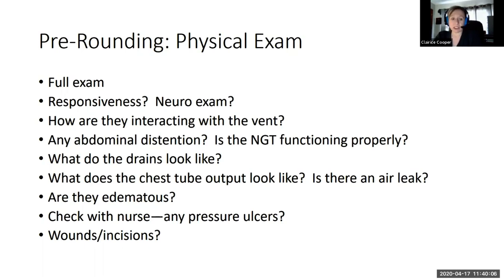For the surgical patients especially, you want to look at the drains. What does the output look like? What's the quality of it, the color? Same goes for the chest tube, and you'll also want to check for an air leak. These are all important pieces of information that we will need to make decisions about those tubes. Look at whether they're edematous, again, going with the fluid positivity. Check with the nurse if there's any pressure ulcers, and if there are, make sure you take a look at them. And then finally, of course, if there's any wounds or incisions that you can or should be checking.